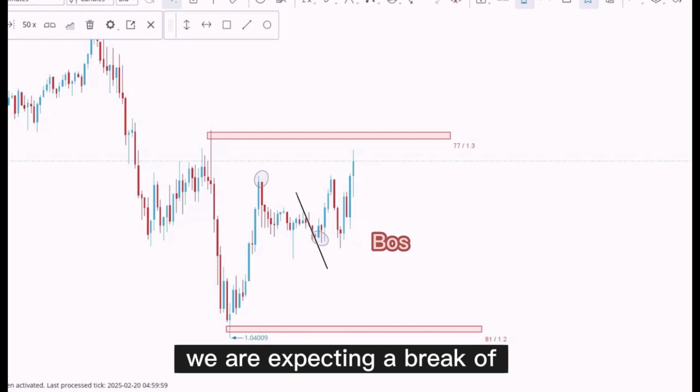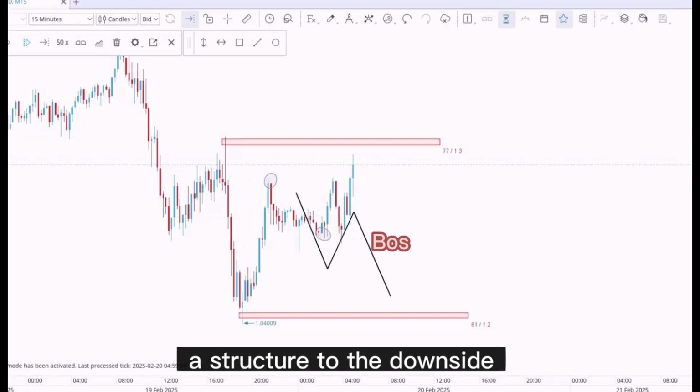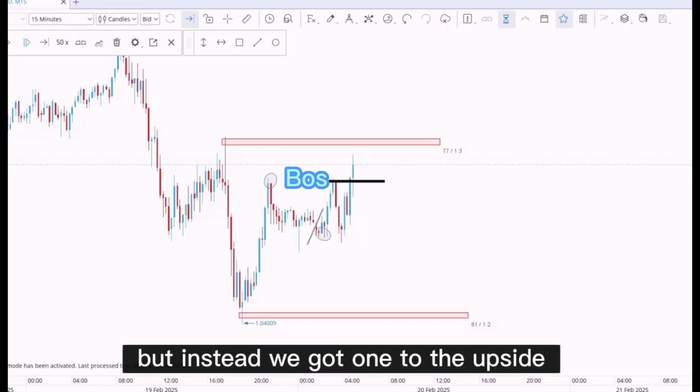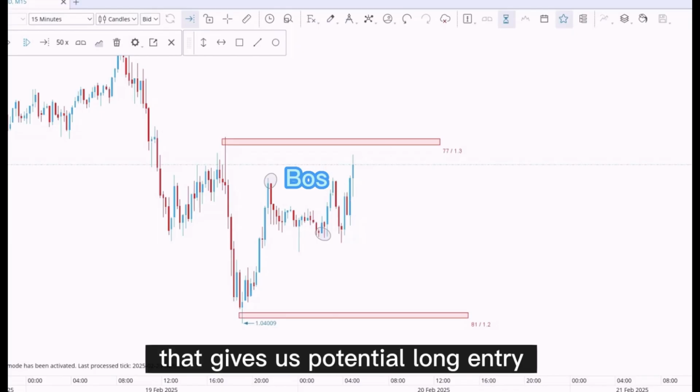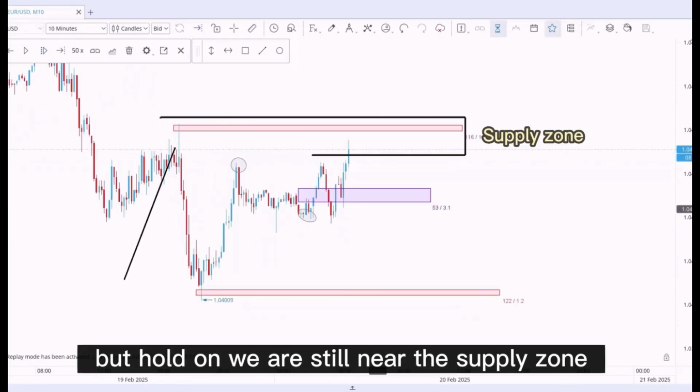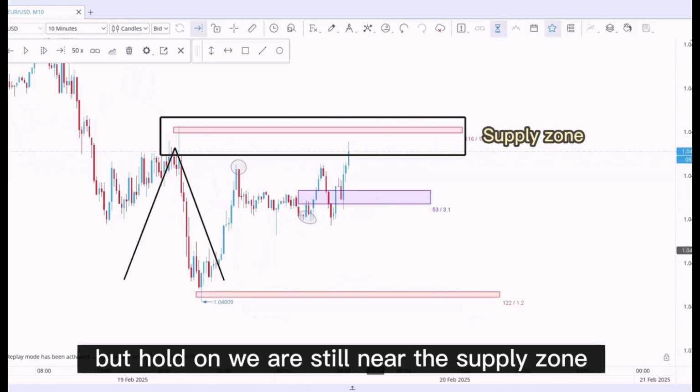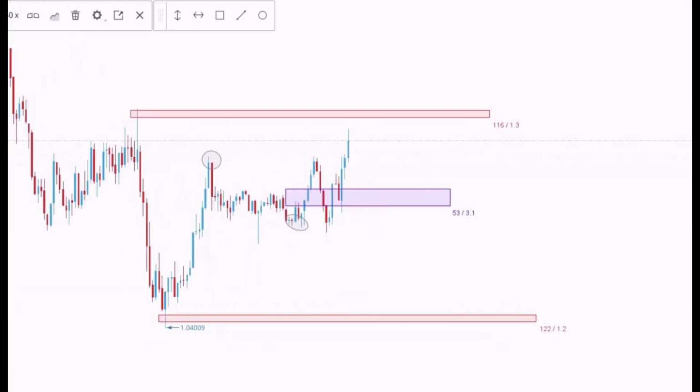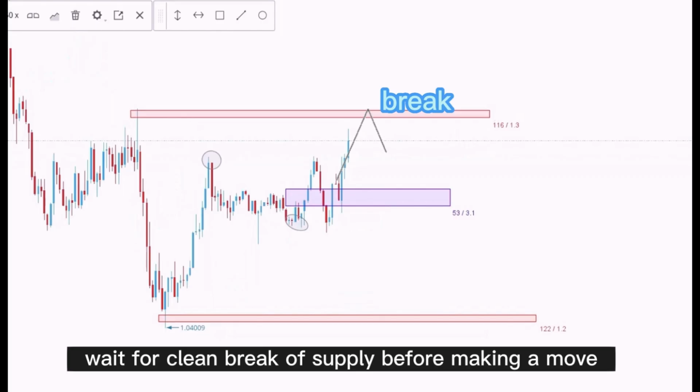We are expecting a break of structure to the downside, but instead, we got one to the upside. That gives us a potential long entry. But hold on, we are still near the supply zone. The safest approach? Wait for a clean break of supply before making a move.